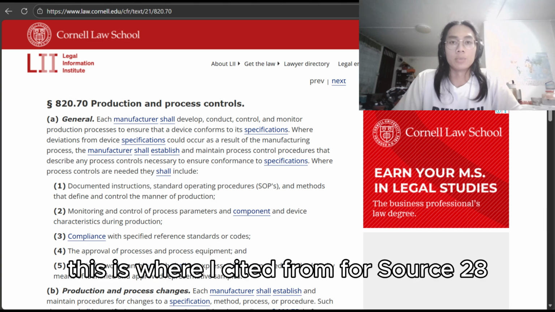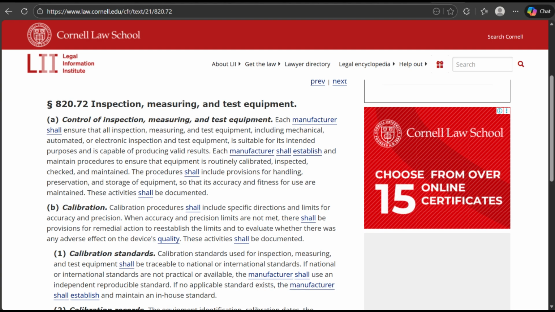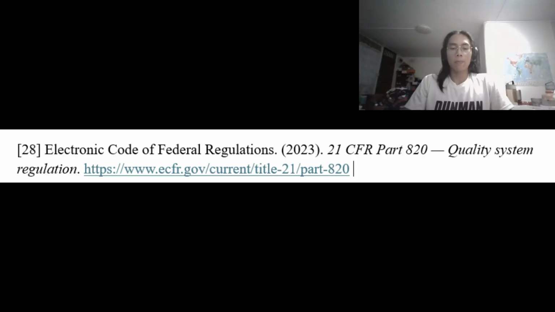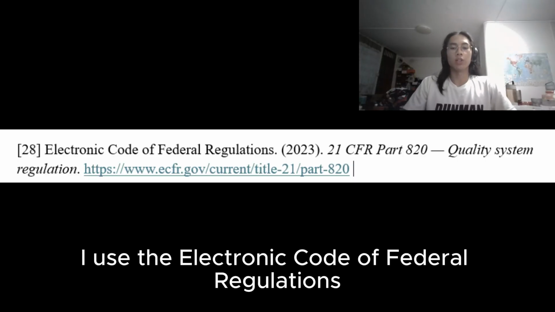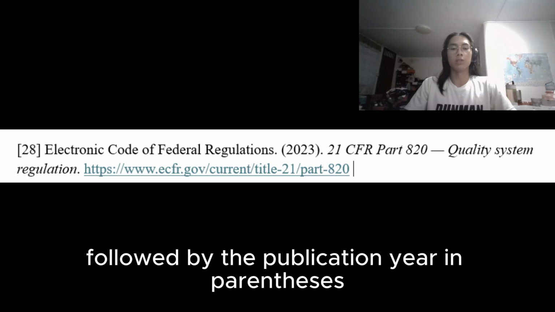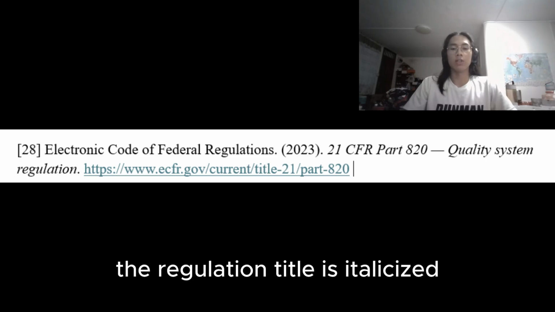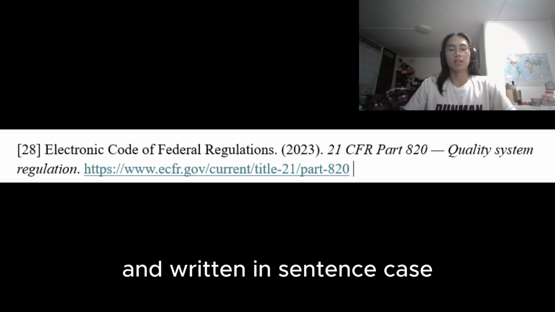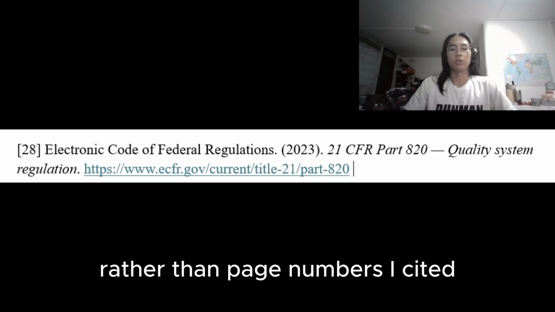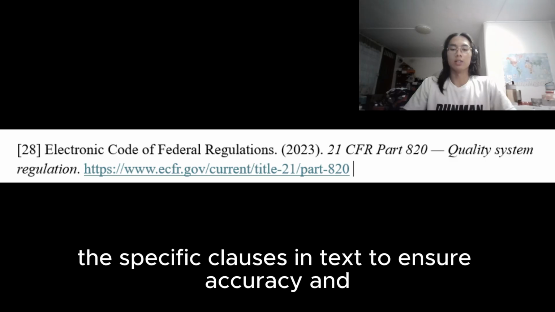This is where I cited source 28. For source 28, I used the Electronic Code of Federal Regulations as the corporate author, followed by the publication year in parentheses. The regulation title is italicized and written in sentence case. I included the full URL for traceability since regulations use section numbers rather than page numbers. I cited the specific clauses in text to ensure accuracy and clarity.